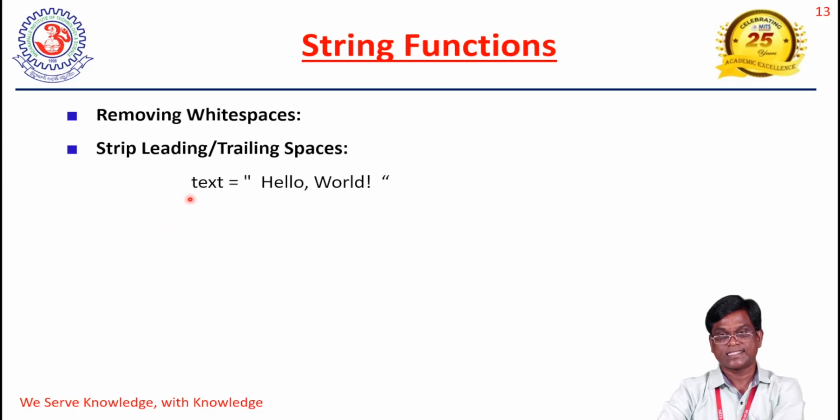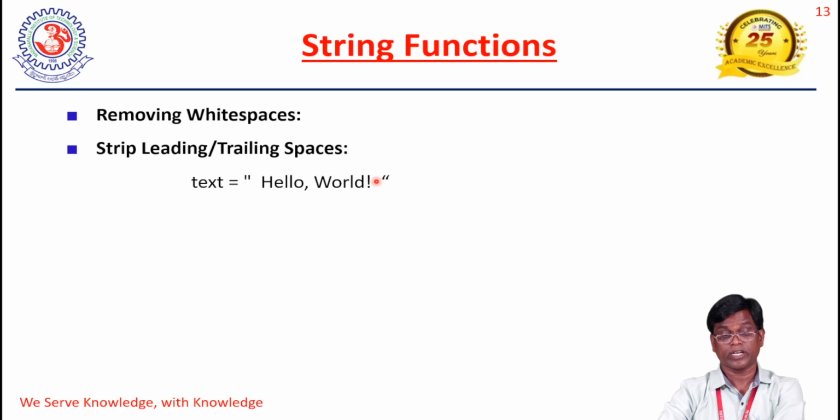Let us see this example here. Text is equal to hello world, and before the h character we have some blank spaces. Similarly, after this word we have some blank spaces. So before the h, whatever spaces are there, those are the leading spaces, and after this exclamatory mark, whatever spaces are there will be trailing spaces.